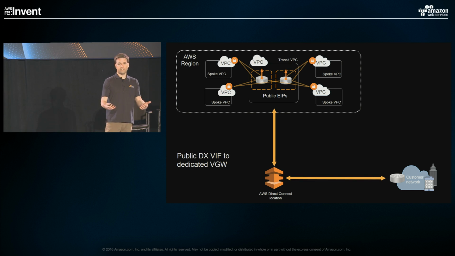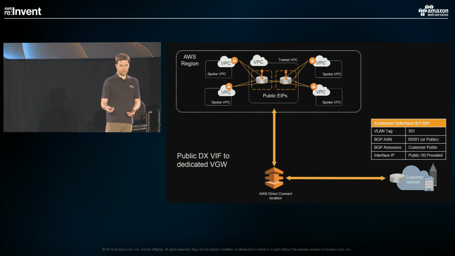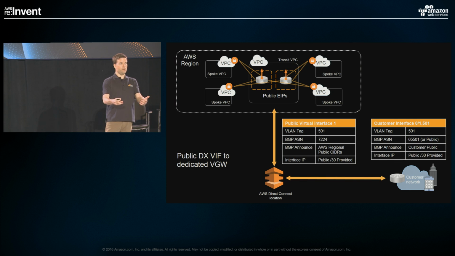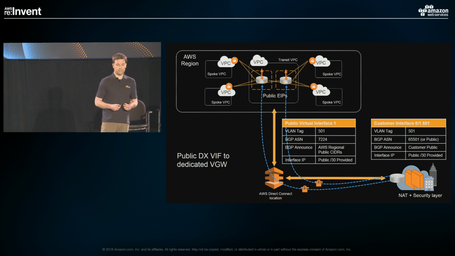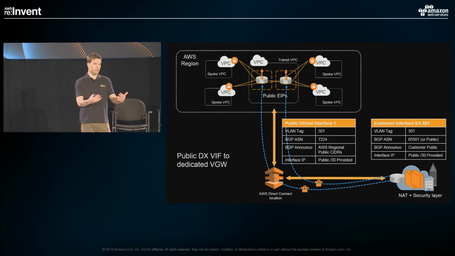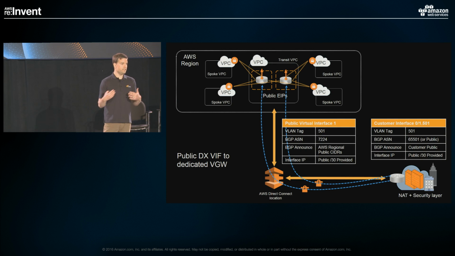So with public, it's a public network now. And you're getting all of AWS public IP space advertised down to you. And you also have to secure that on your side. You have to treat it like a public network. So you'll have firewalls and NAT security layers on your side, because it is a public network. But you can still facilitate the tunnels across the Direct Connect connection. It's private, dedicated bandwidth. And you'll just be terminating those tunnels on the public EIPs of the transit routers instead of the private IPs.